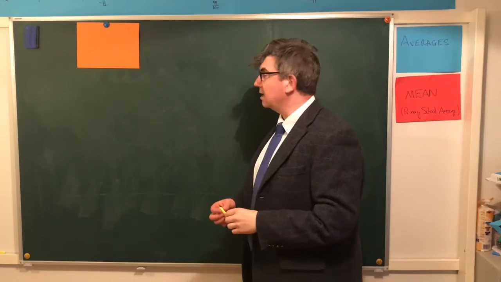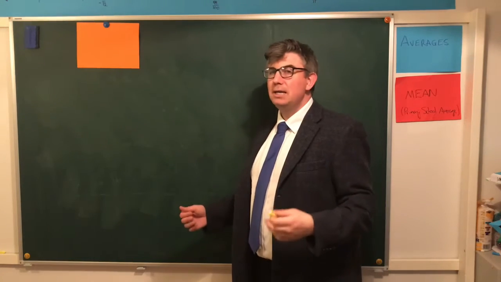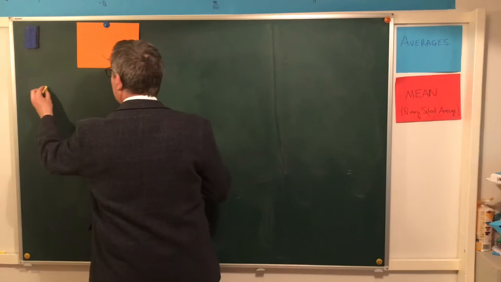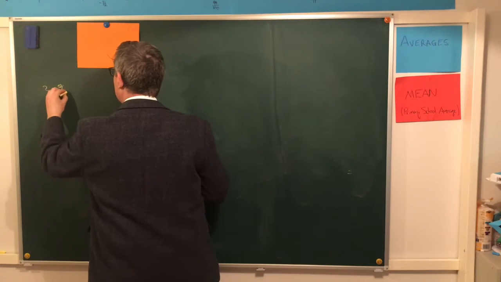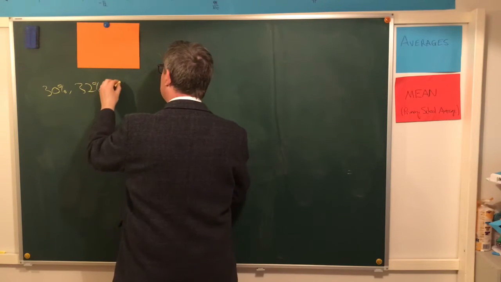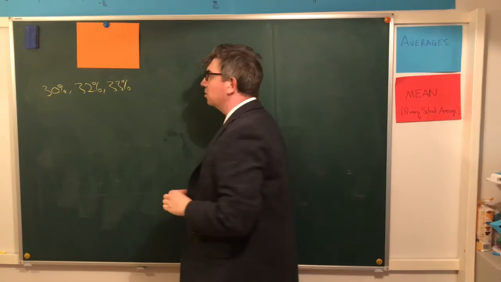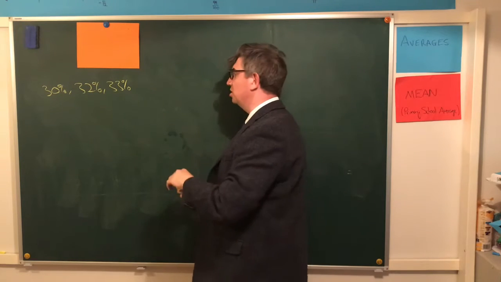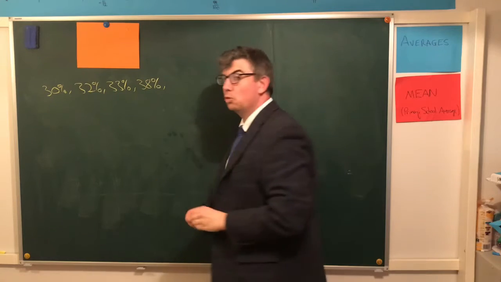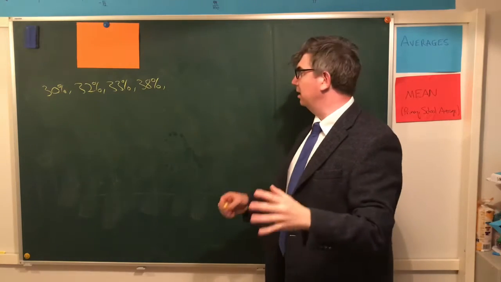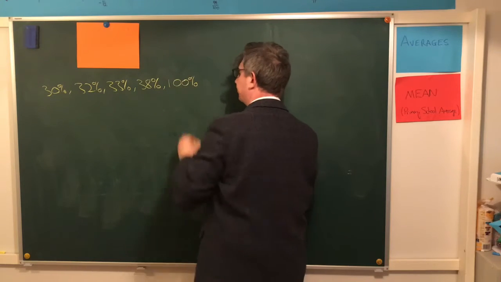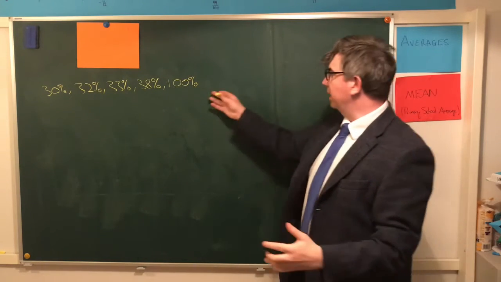And a really nice example of this would be, take a look at a really bad maths class that I have. So let's take maybe one guy gets 30%, another guy might get 32%, another guy might get 33%, another guy might get, I don't know, 38%. And then one guy, really good guy, he does loads of study, and he gets 100%. And this is summer tests.